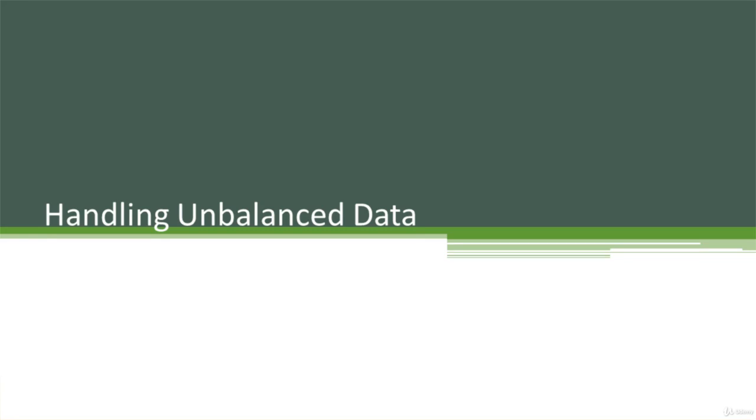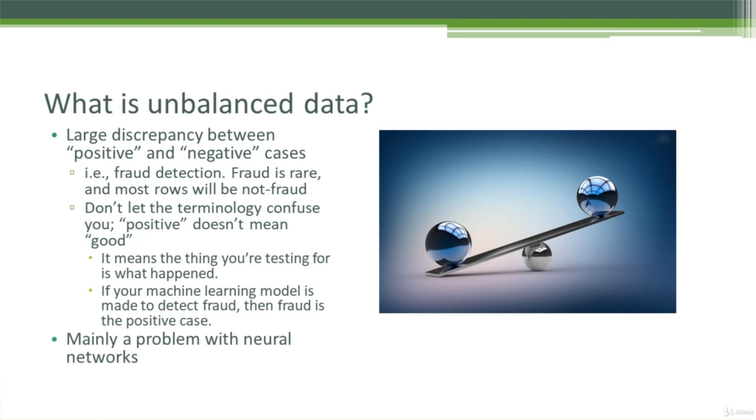Another problem in the world of feature engineering is handling unbalanced data. What do you mean by that? Well, that's when we have a large discrepancy between our positive and negative cases in our training data. A common example is in the world of fraud detection. Actual fraud is pretty rare, right? So most of your training data is going to contain training rows that are not fraudulent.